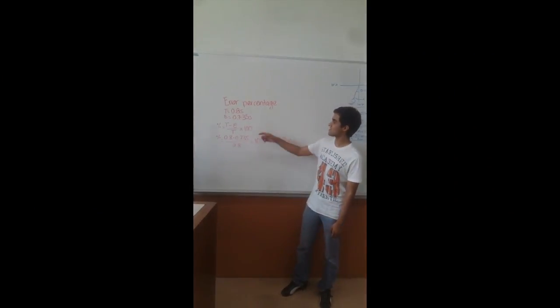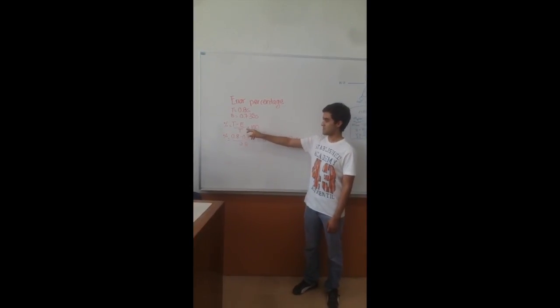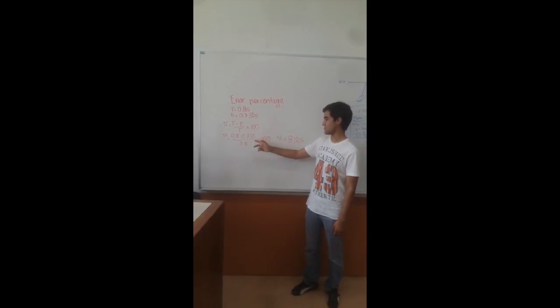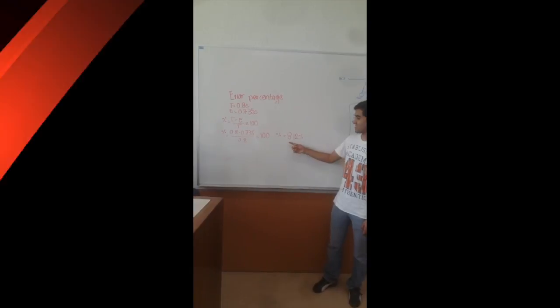To get the error percentage of the period, you need to get the theoretic period and the experimental period, divide by the theoretic period, times 100 to get the percentage. And the percentage we get is 8.2.